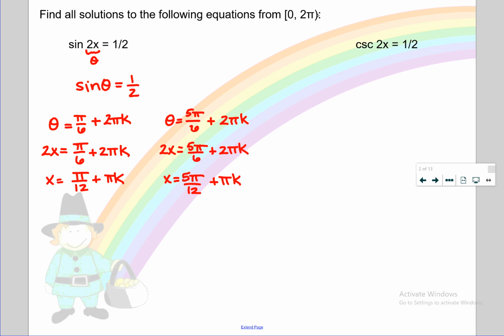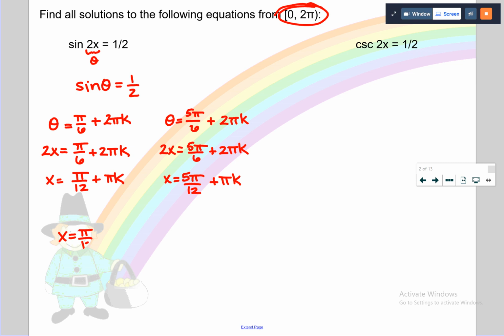If the problem then lists an interval, in this case it said 0 to 2 pi, we need to figure out what the answers are between 0 and 2 pi. The first answer is pi over 12, and I'll leave a little space. The second answer is 5 pi over 12. Those are both smaller than 2 pi. But there's other answers hidden in here, which is why that plus pi k piece is important. When I divide by 2, I'm shrinking down the period, and we're getting solutions that originally weren't in that first period but are going to be there now because it shrunk down.